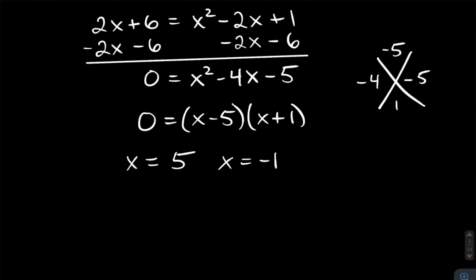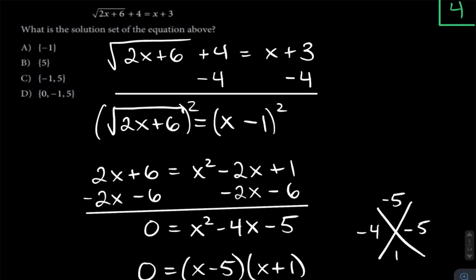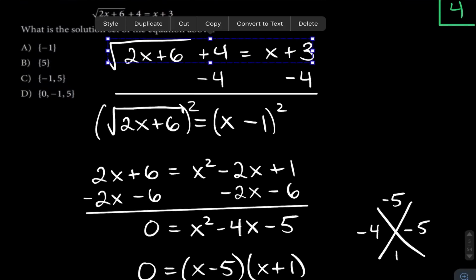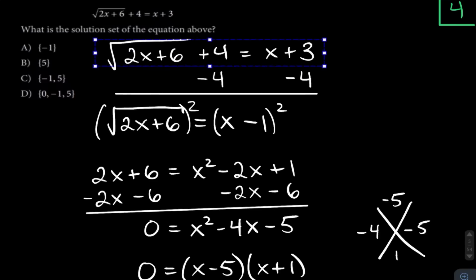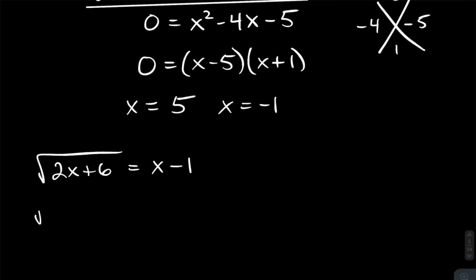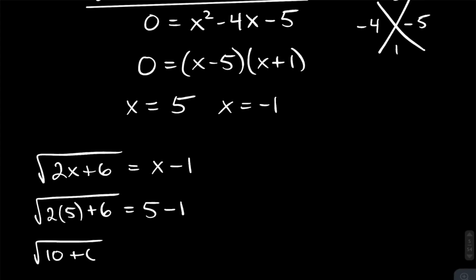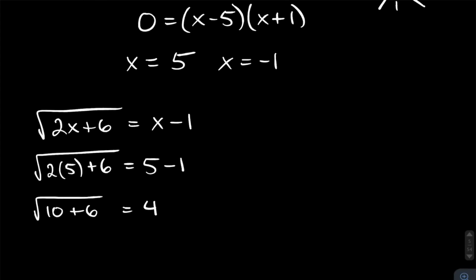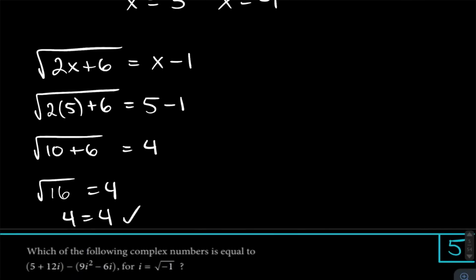Let's plug in that 5. This version of the equation is kind of annoying, so let's just use the version where I've already gotten rid of that 4. So we'll do the square root of 2x plus 6 equals x minus 1. We'll plug in 5 here, and in doing that, we're going to get the square root of 10 plus 6 equals 4. And you would agree, that's definitely the square root of 16 equals 4. 4 equals 4. So that one works. 5 works.